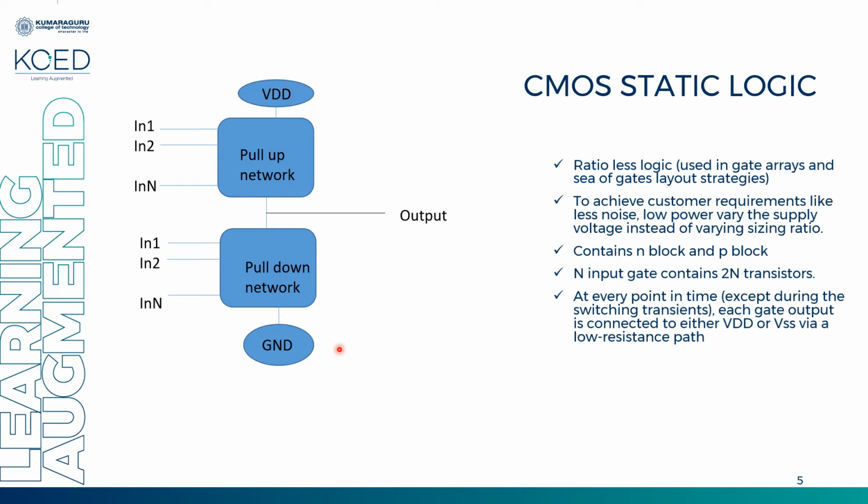Okay, and at any instant, you have the gates or the entire logic connected to either VDD or ground via a load resistance path. That is, your output is either 0 or 1.